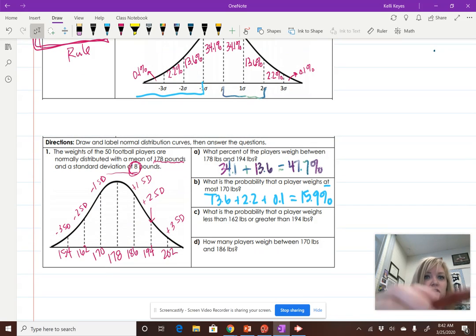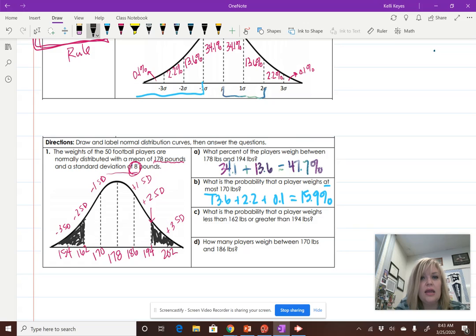All right, moving on. Next problem. Let's just do black, I guess. So what's the probability a player weighs less than 162 pounds or greater than 194? Now it's getting tricky on us. So less than 162. So that would be from here to here, right? I want that probability. Or greater than 194. So then I go here to here.